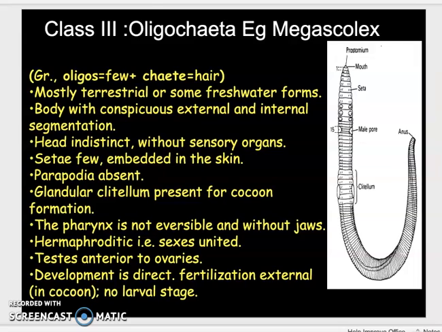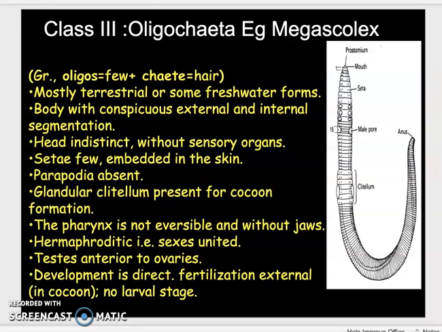Then the last class, the third class, is the Oligochaeta, and the example is the megascolids. The name is derived from a Greek word: Oligos means a few and chaeta means a hair. The body has conspicuous external and internal segmentation, which is the first and foremost important characteristic feature.